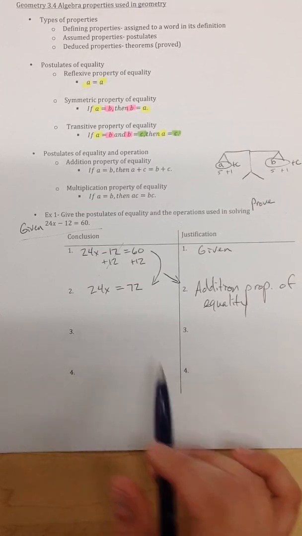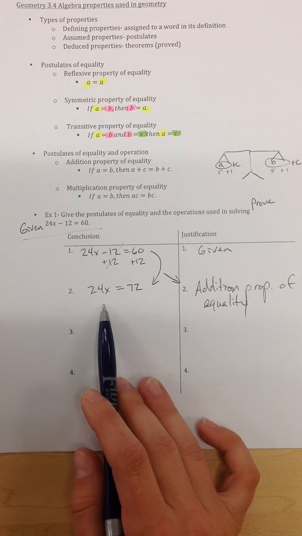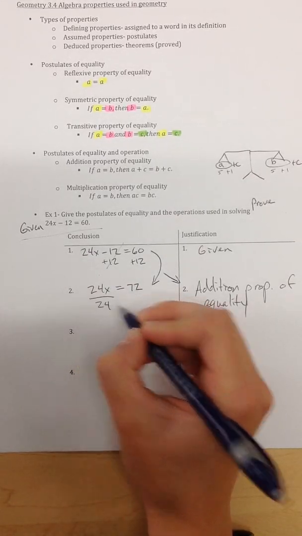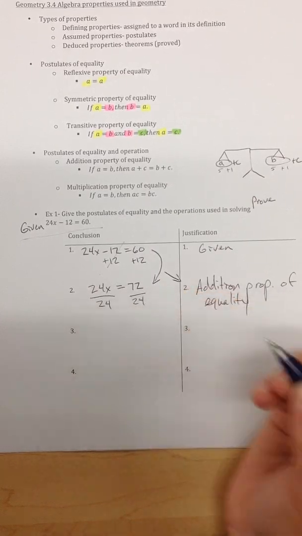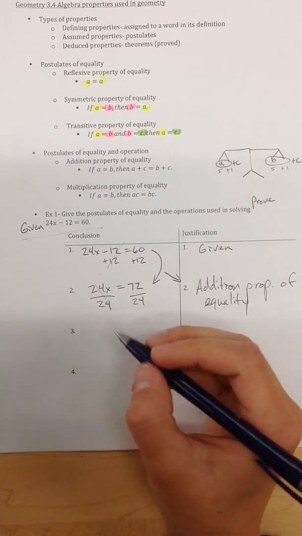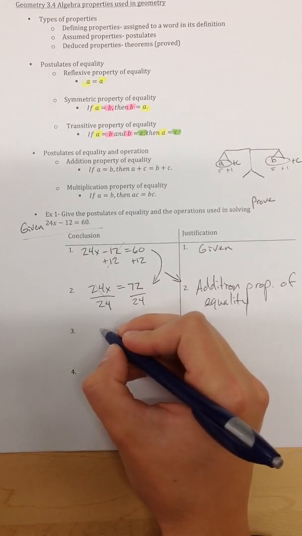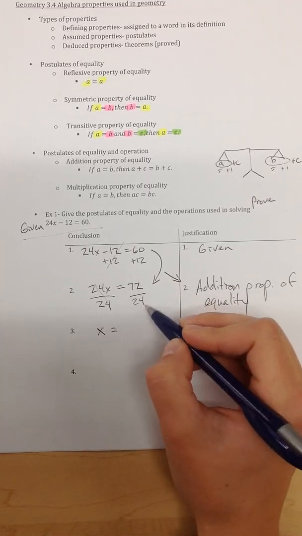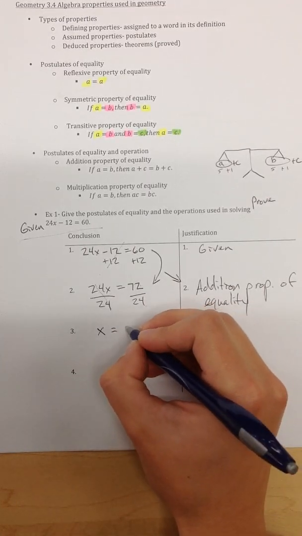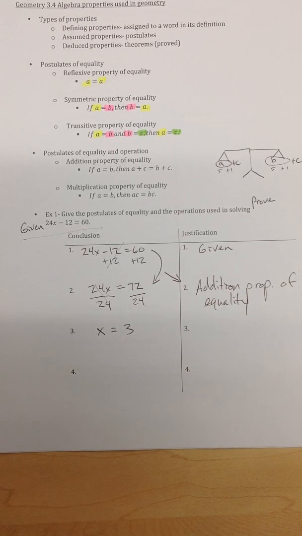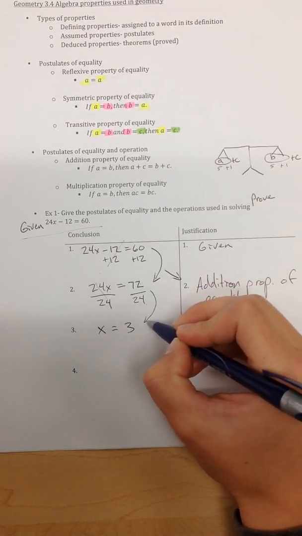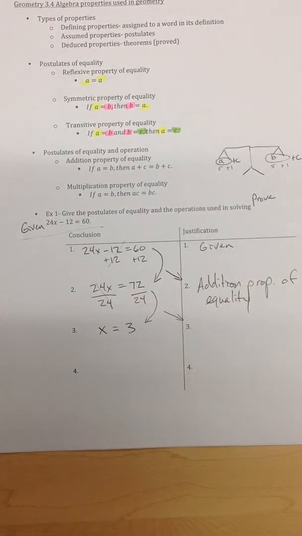Okay, so then we go back over here and we keep solving this. The next thing I need to do to get the x by itself is get rid of the 24, so I'm going to divide by 24 on each side. So then that's going to go away because 24 divided by 24 is 1, or 1x. So I'm just going to have x. And then 72 divided by 24, I end up getting 3. Okay. So here, what I need to do is go from this step to this step, and that'll give me my justification for the third part.